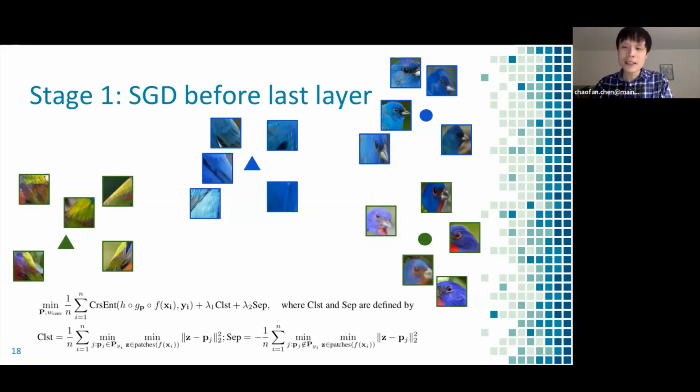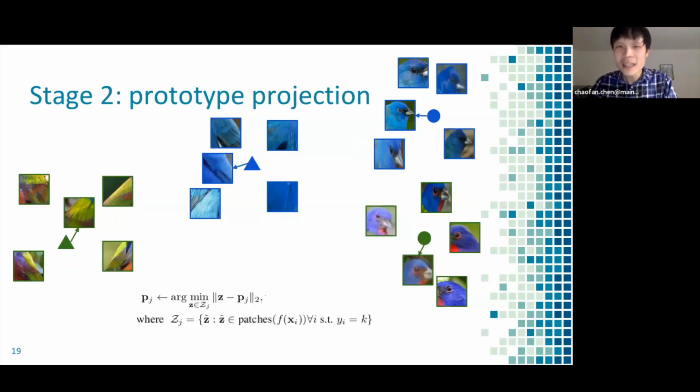And after the first stage of training, you'll notice that we have these prototypes, but we don't have a visualization of the prototypes. How do we actually visualize the prototypes? So in order to visualize the prototypes, we take these triangles and circles. These are the prototypes that do not necessarily sit on a training image latent patch.